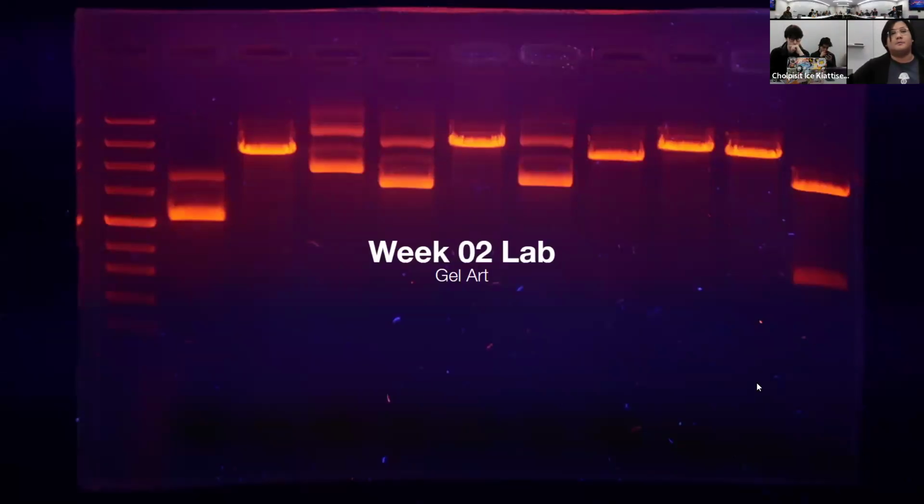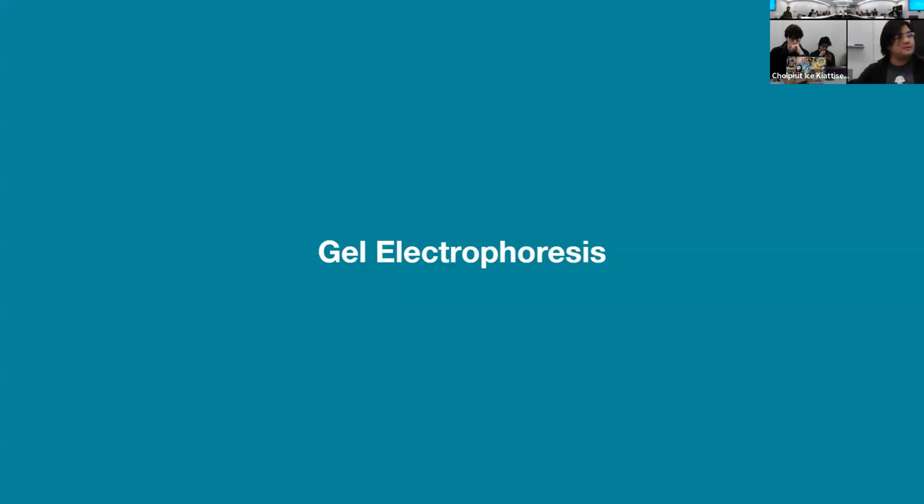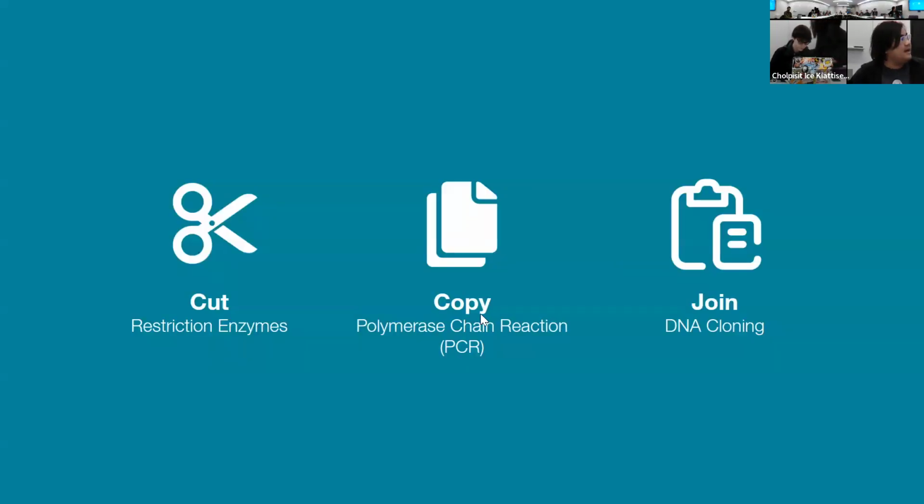Just to get started, we are working on the gel part. What is the gel anyway? The gel that we are referring to for DNA stands for gel electrophoresis. So electro means electric, right? So we're going to move them using electricity. And when we do these cut, copy, and join operations, we're going to use gel electrophoresis as our tool to move things over. That's part of that.